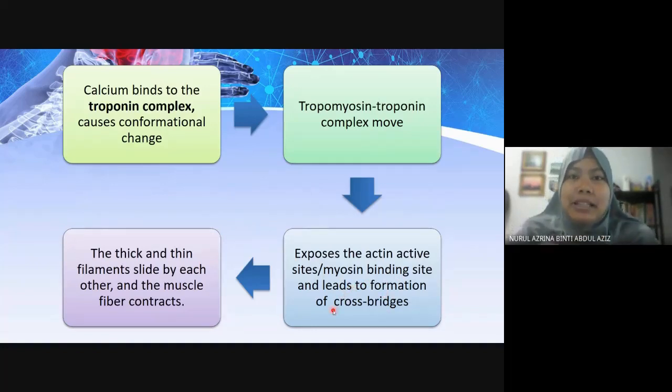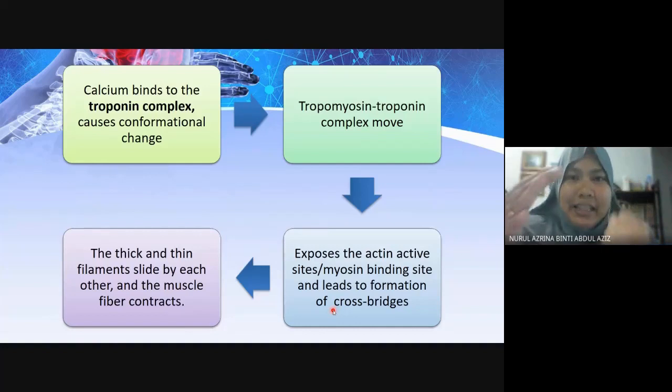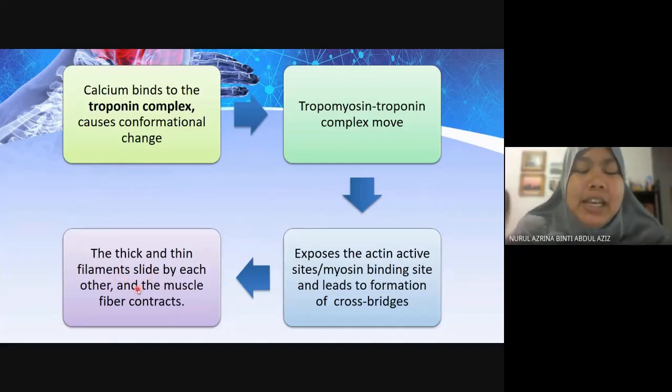So bila dah terbuka, terdedah the myosin binding site, allowing myosin head to bind. Remember macam mana myosin head boleh bind? Tadi, when the myosin head hydrolyze ATP to form ADP and phosphate, lepas tu myosin head at high energy configuration and then dia forming the cross bridge, tu semua. Okay, kita kena kaitkan dengan prosedur yang tadi, mekanisme tadi yang ATP tu. Okay, right. And then what happened? The thick and the thin filaments slide past each other and then the muscle fiber will contract. So as that, muscle will contract.